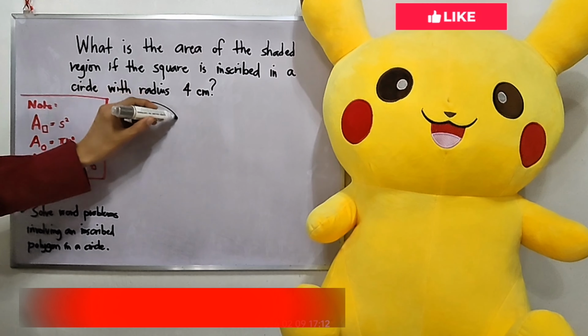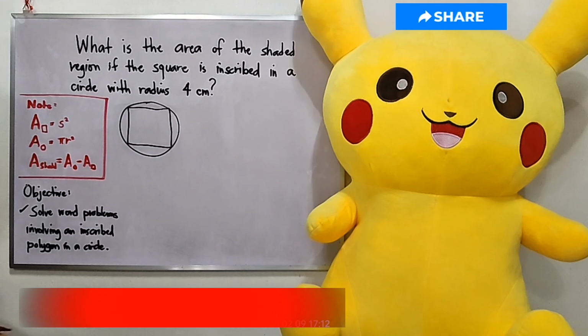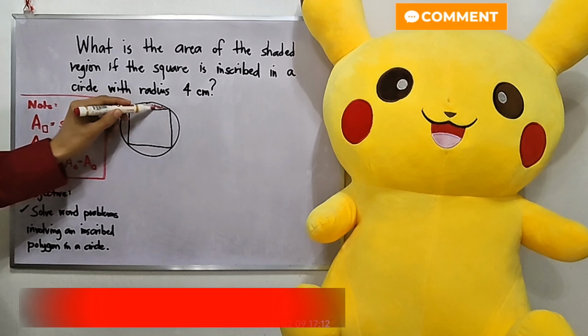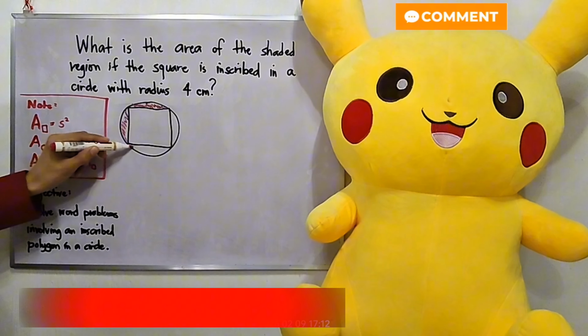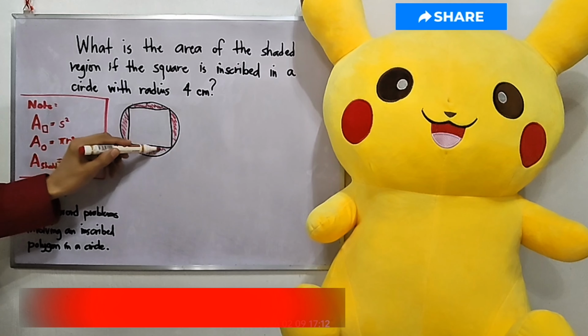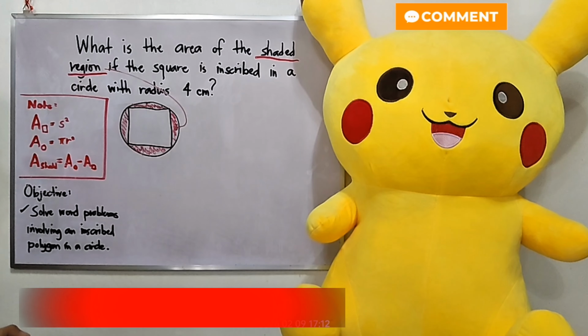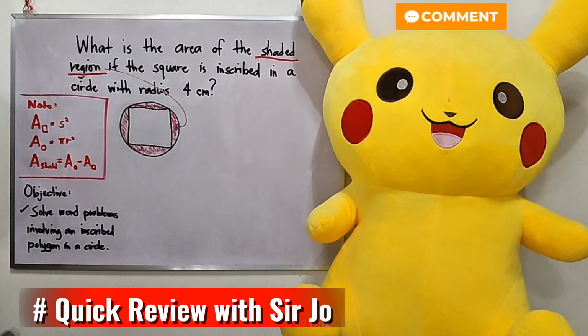We have a square which is inscribed in a circle, so we will draw it. We have the shaded part, and that is the problem to be answered, the shaded region. So the color red in our illustration.